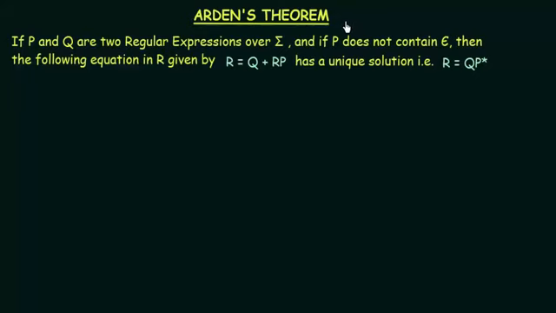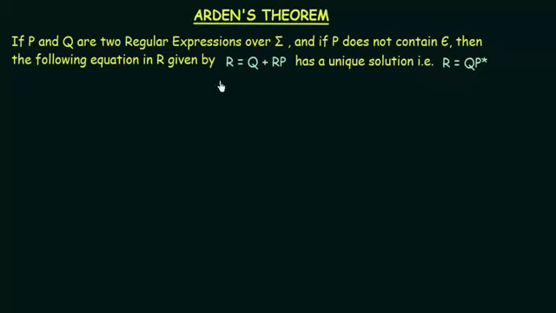In this lecture we will be studying about Arden's theorem. So this Arden's theorem is important when you deal with regular expressions, and it states that if P and Q are two regular expressions over sigma, and if P does not contain epsilon, then the following equation in R given by R equal to Q plus RP has a unique solution, that is R equal to QP star.